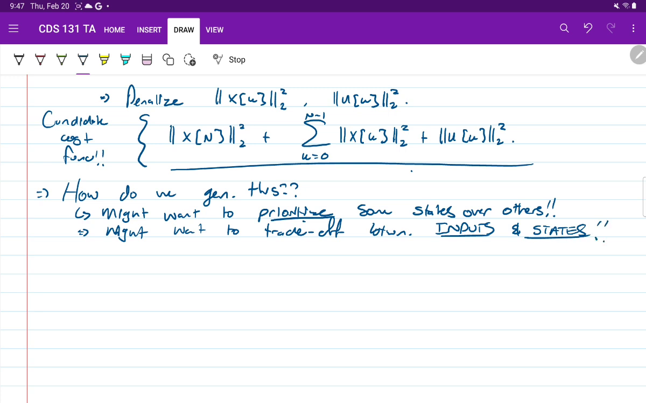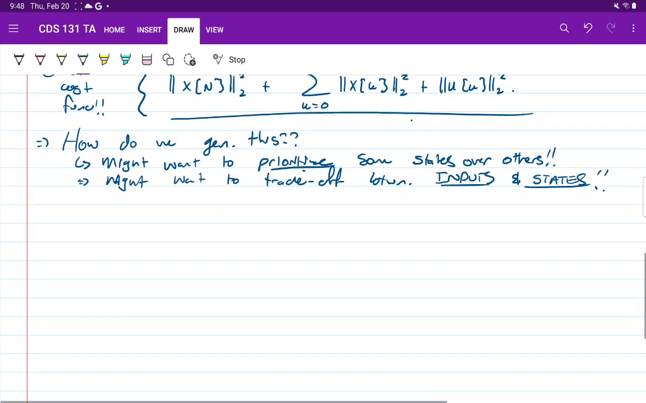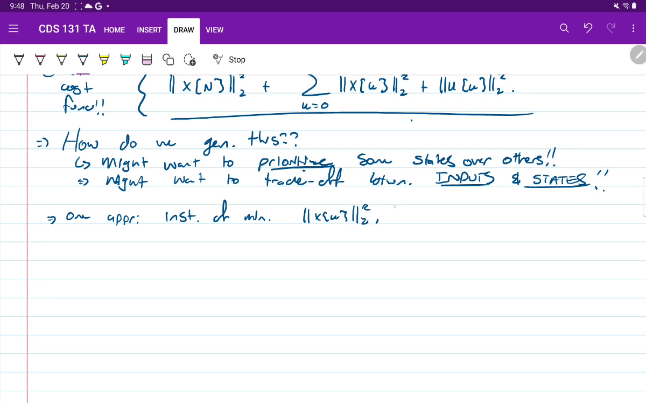Okay? So how am I going to do this? Well, maybe what I could do is take some matrix C that just picks up some kind of valuable component of my state, and I can use that to weight the different components of the states and to make sure that those desirable components don't grow too large, okay? So one approach is, instead of minimizing the 2 norm squared of xk, let's minimize, let's say, the 2 norm squared of some matrix C times xk, okay? But what structure does the 2 norm squared of C times xk actually have?